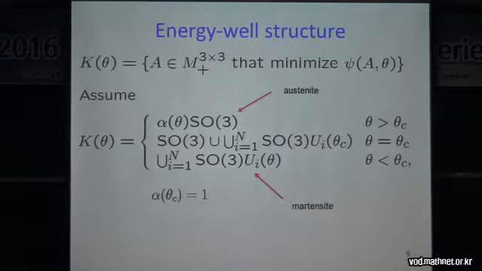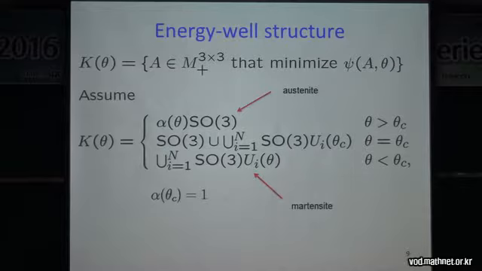So this SO(3) here represents the energy well, or the bottom of the energy well, corresponding to the austenite at temperature θ critical. Okay, now, what about the low temperature phase? So there's a change of shape. The change of shape is given by a finite number, so that capital N is going to denote the number of variants of the low temperature phase. So for each one of them, there's a positive definite matrix U_i that depends on θ. So here it's evaluated at θ critical. So that represents the change of shape.